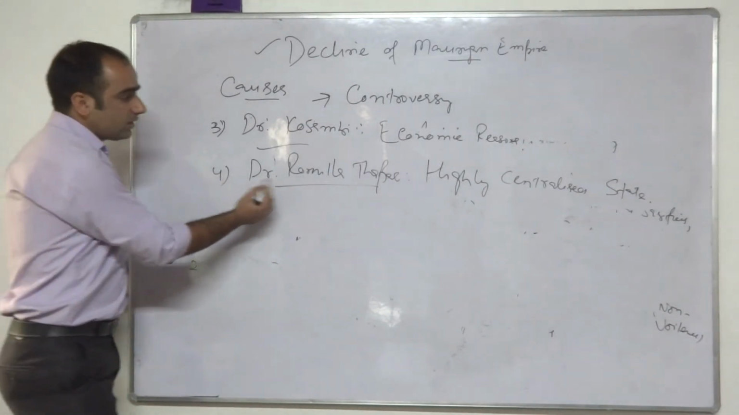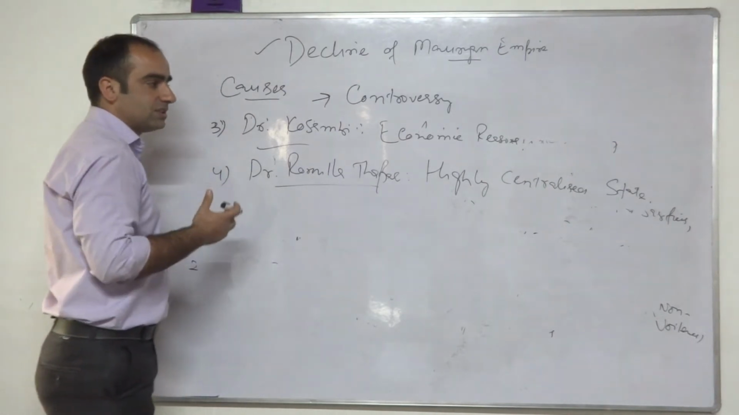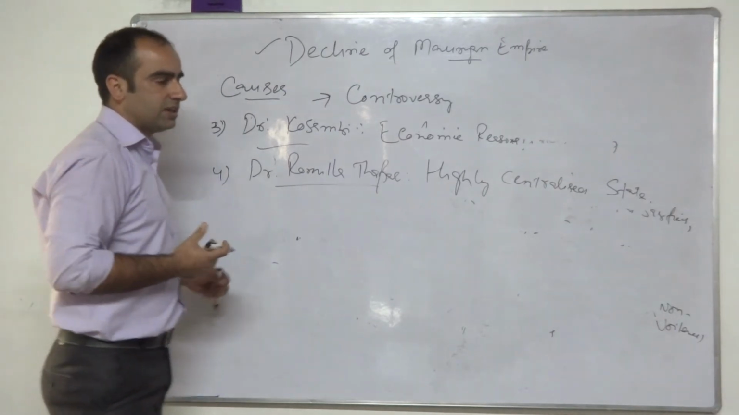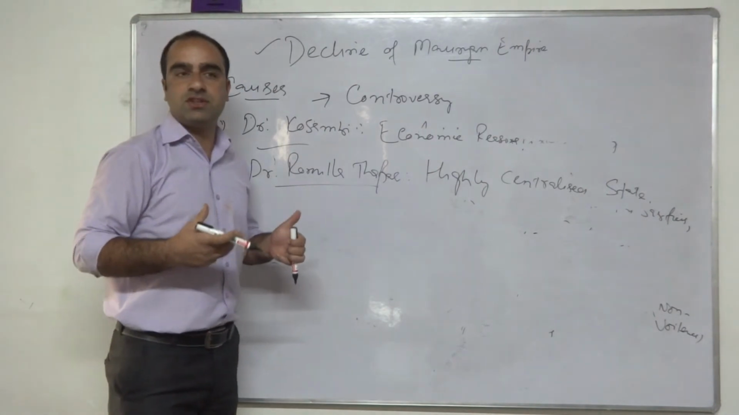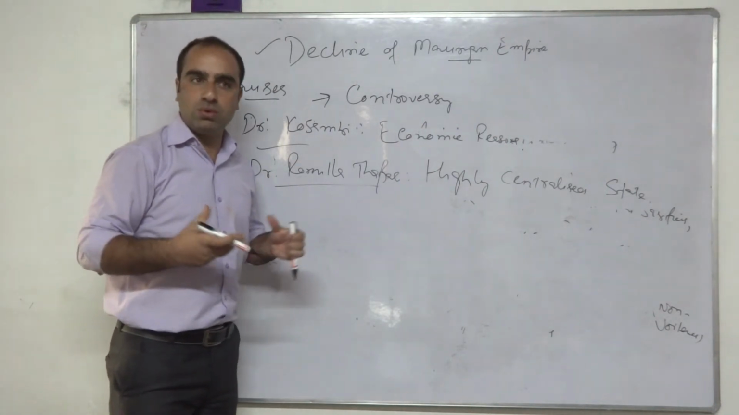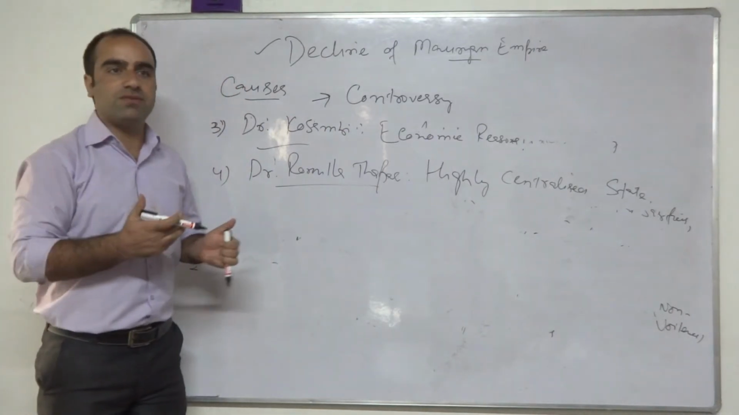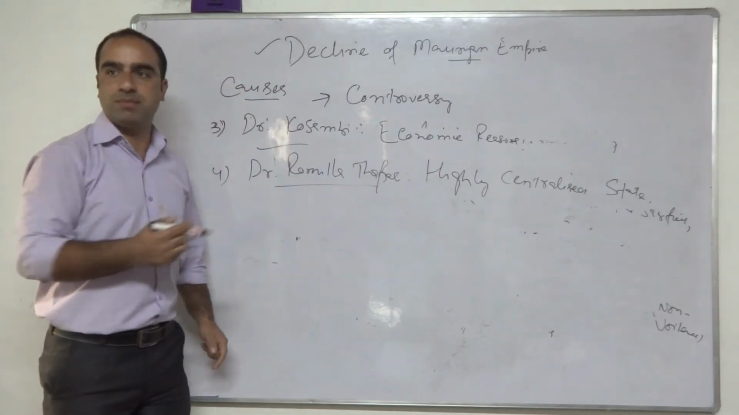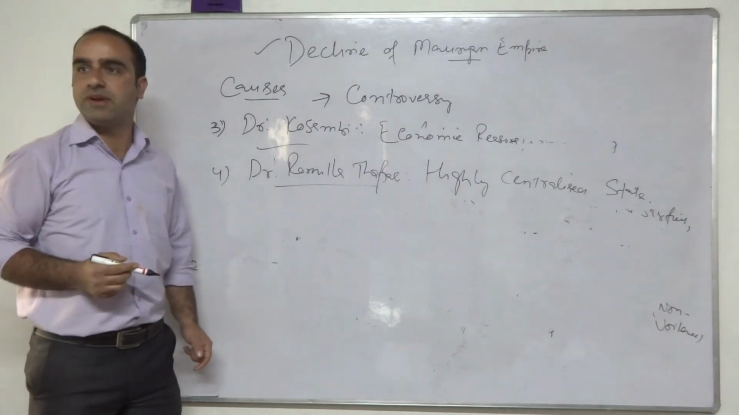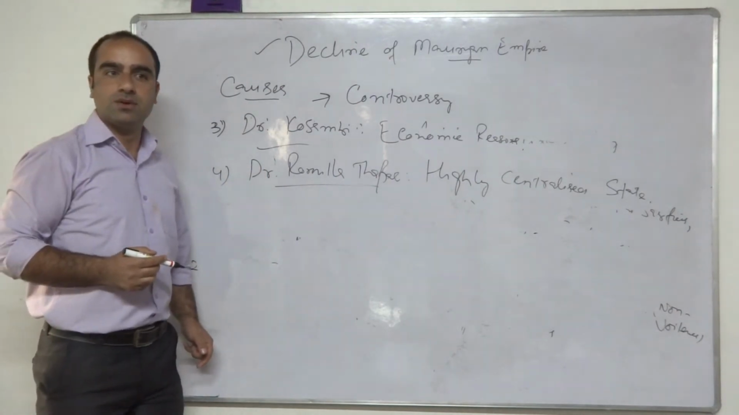So this is the viewpoint of Dr. Romila Thapar, that they concentrated every power in their own hands. The power was lying in very, very few hands. This was a negative factor which led to the decline of the Mauryan Empire. This is the viewpoint of Dr. Romila Thapar, which you have to remember.